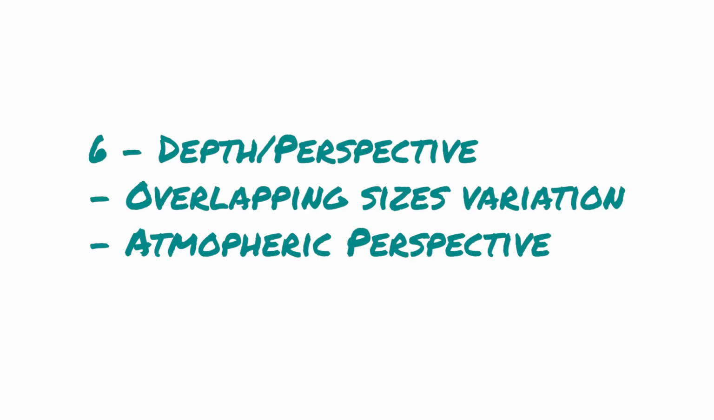Sixth, we have depth and perspective. Here, we incorporate elements of perspective to create a sense of depth. We use techniques like overlapping, size variation, and also atmospheric perspective. That means we have lighter and less detailed elements in the background and stronger contrast or darker elements and more detail in the foreground.